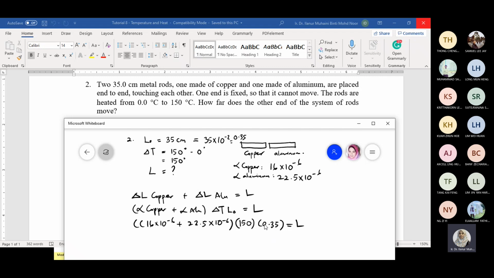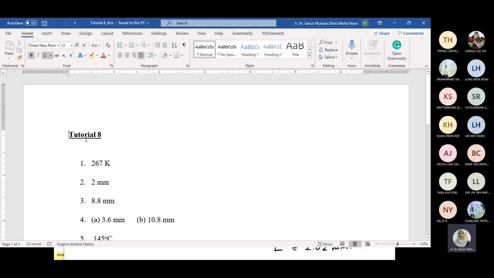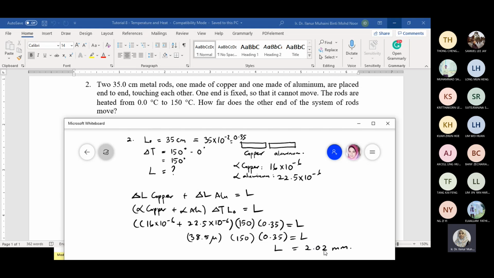Okay, so add 16 plus 22.5 is 38.5. 38.5 times 10 negative 6, you can put micro also, times 150 times 0.35 equal to L. So L equal to 2.02 mm. Okay, so check with the answer. The final answer for tutorial 8 is 2 mm, same as 2.02 mm also.